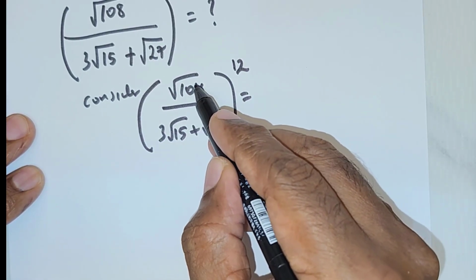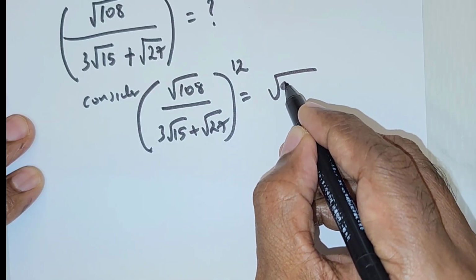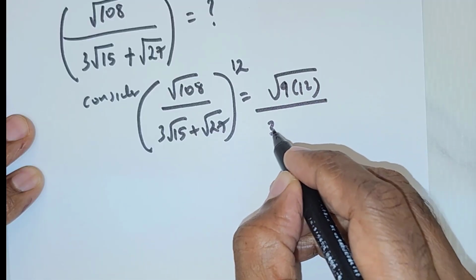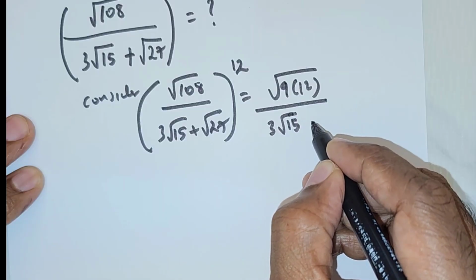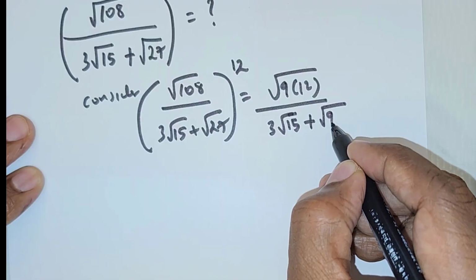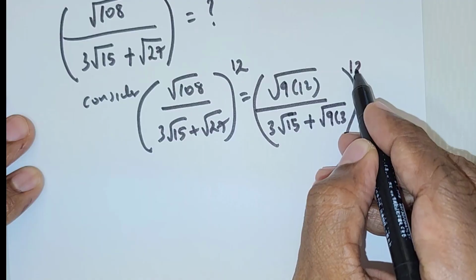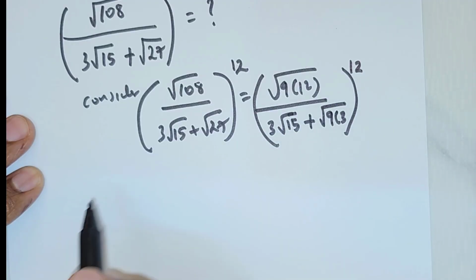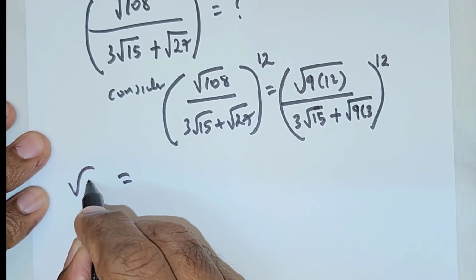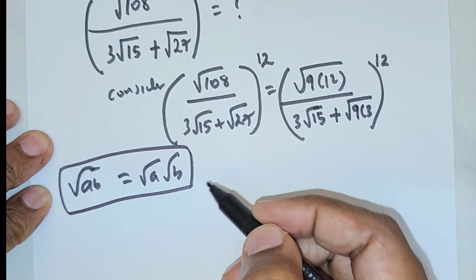Now, I would like to rewrite root of 108 as root of 9 multiplied with 12, divided by 3 times root of 15 plus 27. I am going to rewrite it as square root of 9 times 3, and you have the entire quantity raised to the power of 12. Now there is a formula: root of a times b can be rewritten as root of a times root of b.